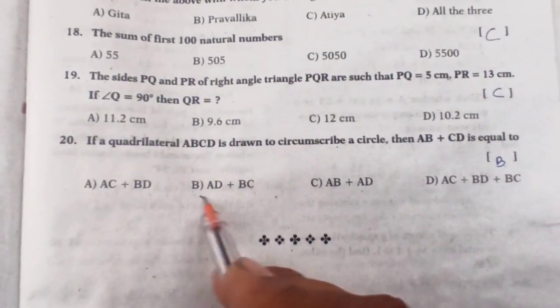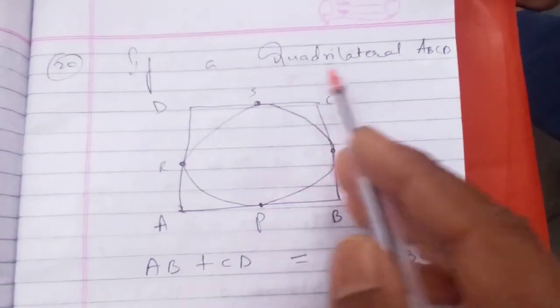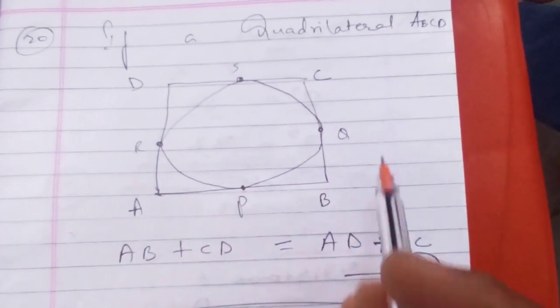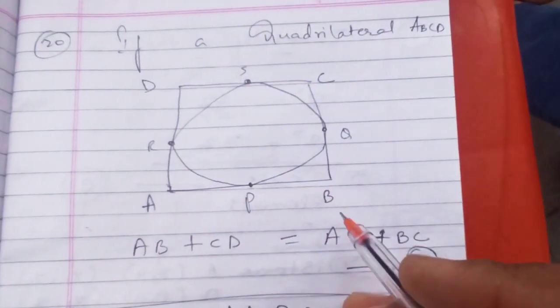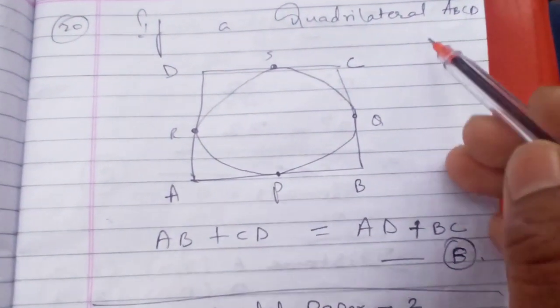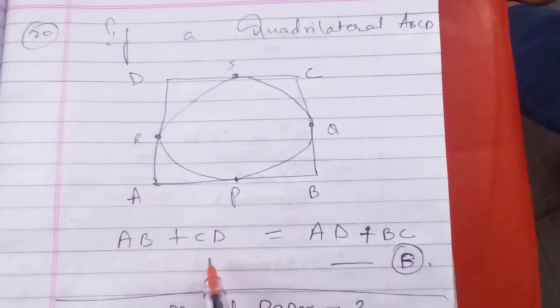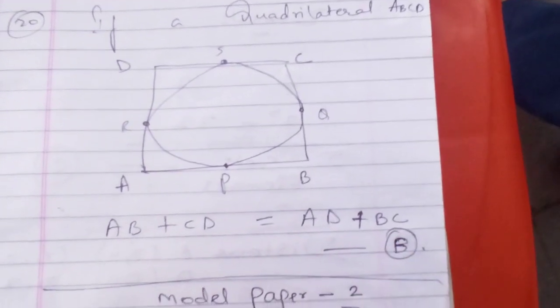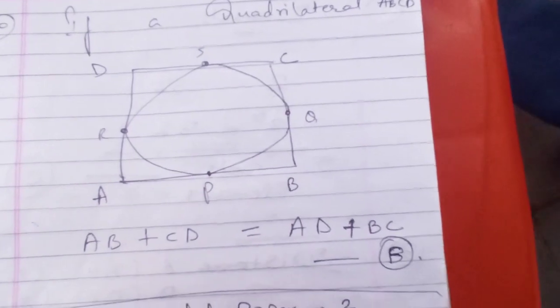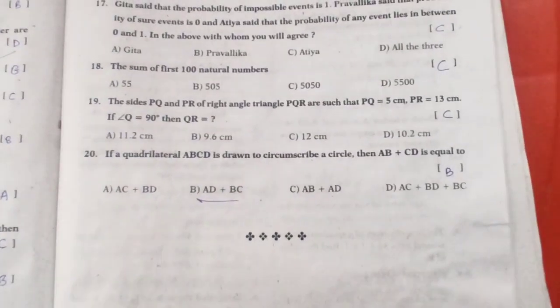Okay. Next. If a quadrilateral ABCD is drawn to circumscribe a circle, then AB plus CD is equal to, simple, AD plus BC. How? See here, it's very simple. Quadrilateral ABCD. AB plus CD equals AD plus BC. You have to know this property. So it is equal to AD plus BC. That's option B. So option B is the correct answer.